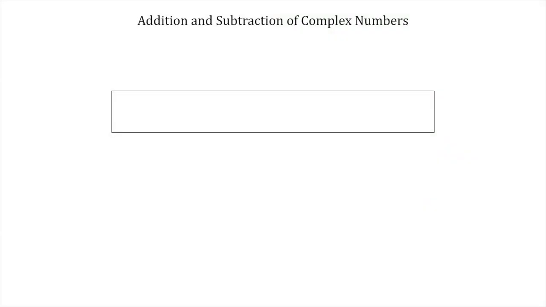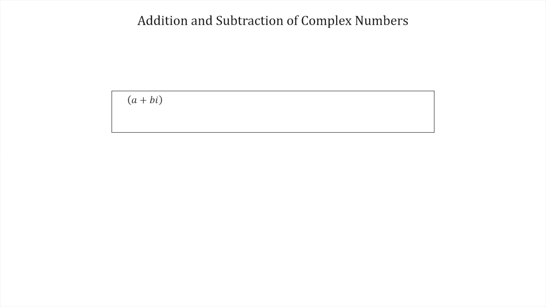In this video, we're going to look at how to add and subtract two complex numbers. So we defined what we meant by a complex number in the previous video. In this one, we're going to start looking at the arithmetic of complex numbers, and specifically we'll start with addition and subtraction.